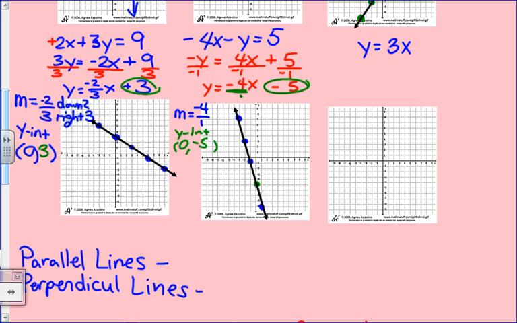Why is it 3x? So the y varies by itself. And then I want to add it plus. What else, since this is an integer in front of the x, what else do we want to type? Over 1. Over 1.